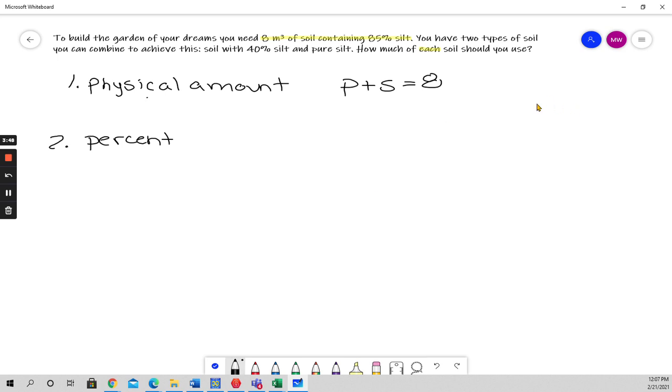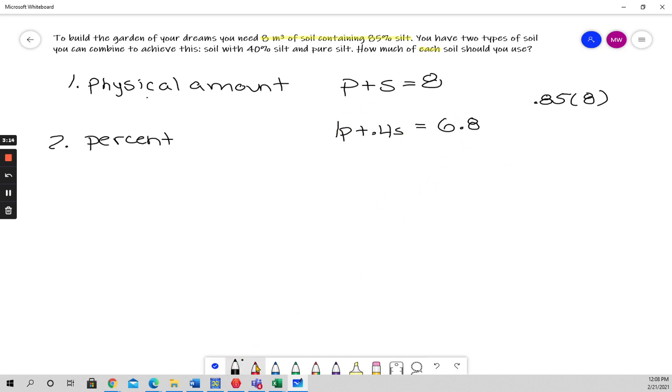So I'm going to say 0.85 times 8. 85% of 8 is 6.8. Okay, so I know I need 6.8 cubic meters. What I also know is that 40% of it is going to come from the soil, and then I have pure silt. So 1P plus 0.4S, P for pure, equals 6.8.